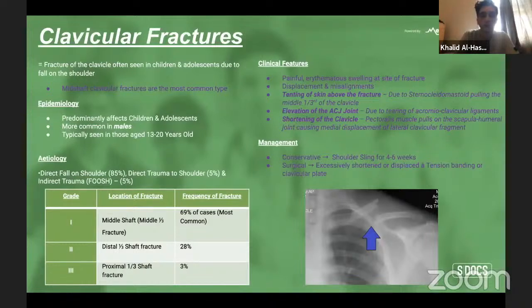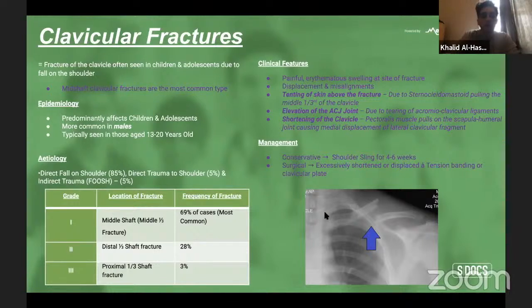So generally what I'd do is I'd start with focusing on the upper limb and start moving down towards the lower limb. However, there are some odd ones out, such as clavicular fractures. So clavicular fractures, as the name obviously says, it's a fracture of the clavicle, and it's more commonly seen in children. The most common types are mid-shaft clavicular fractures.